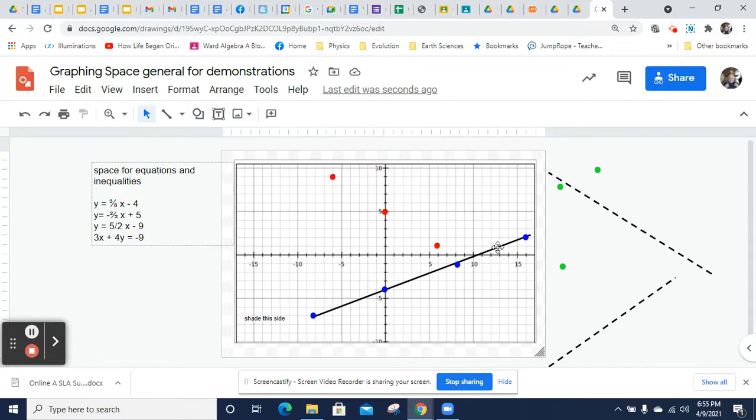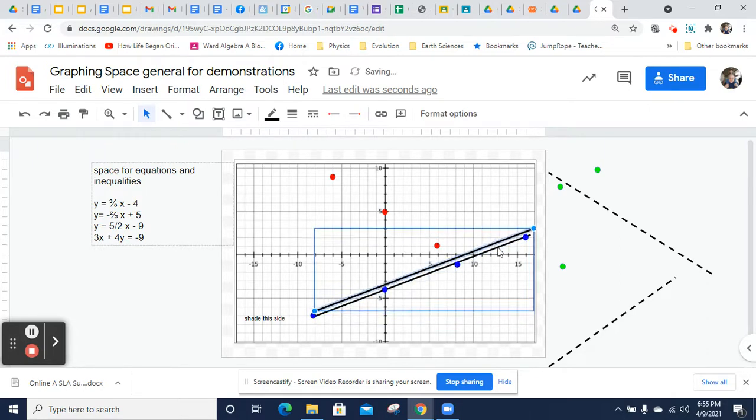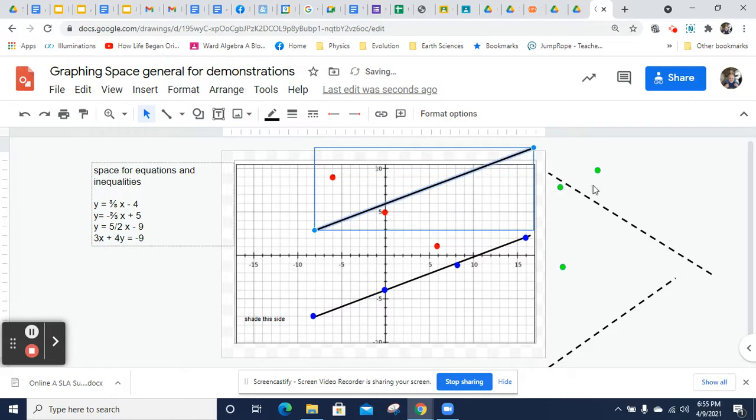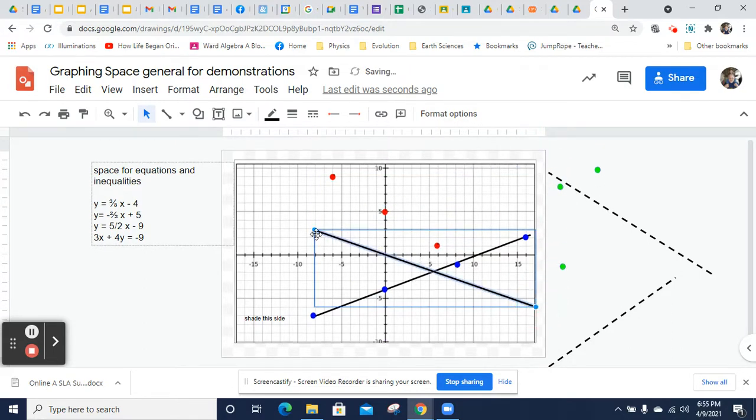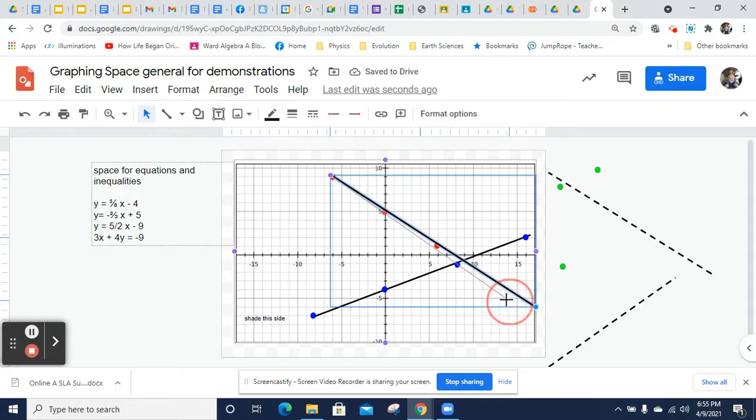Let me grab this line, make a copy, and then move it up here. Drag it around until I get it where I want it. Okay, so the other thing to think about on a negative slope is you're going to be going down to the right on negative slopes, up to the right on positive slopes. There you go. We got a pretty good mapping of that line right there.